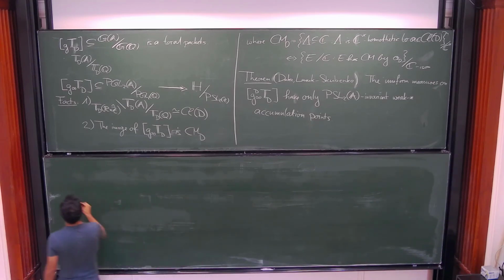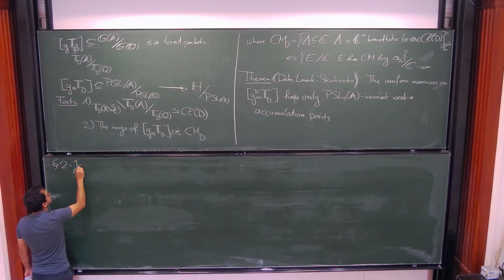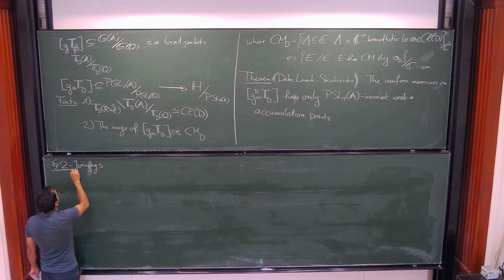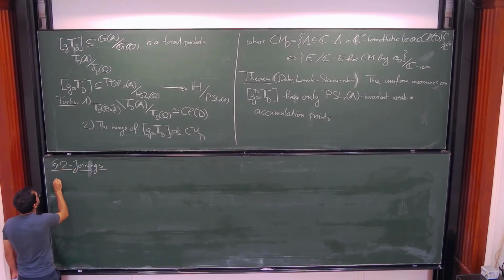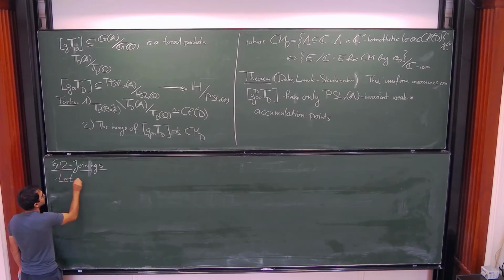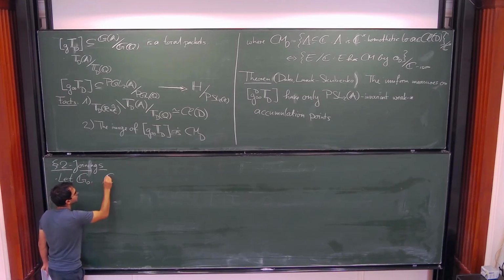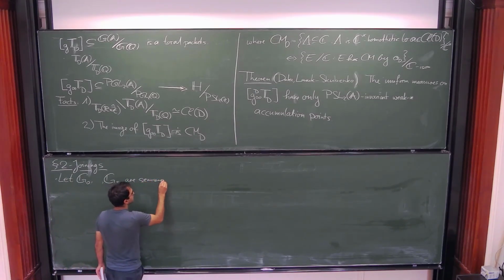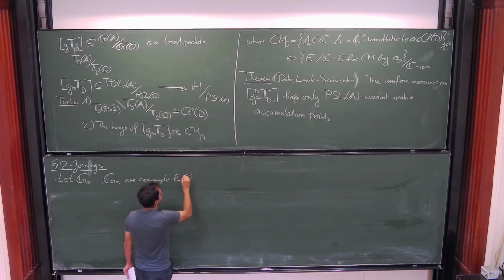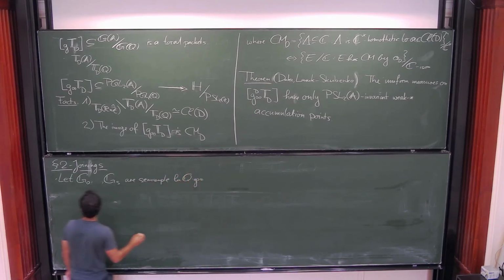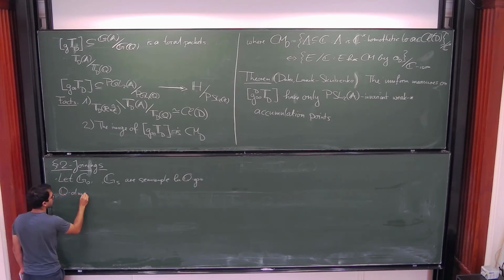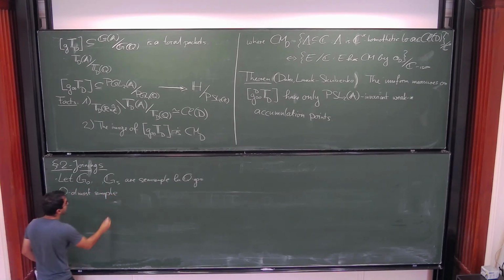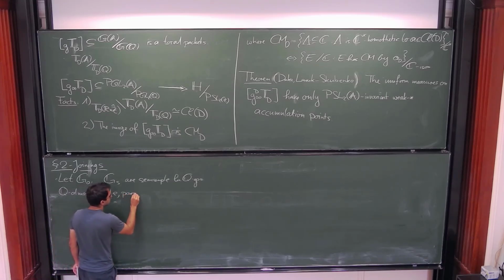Good. So we get to part two. Joinings. So in what follows, we look at several groups at once. So G0 up to GS are semi-simple linear Q-groups, and also Q-almost simple for our purposes, and we assume that they are pairwise non-isogenous.